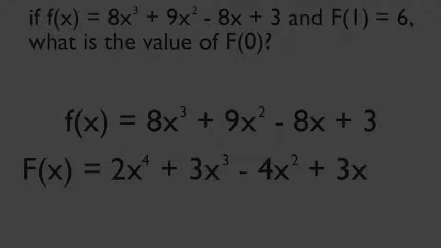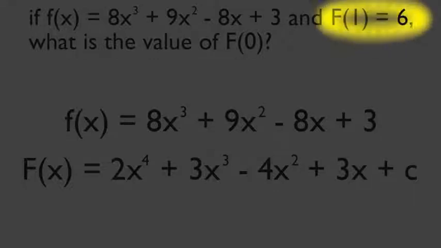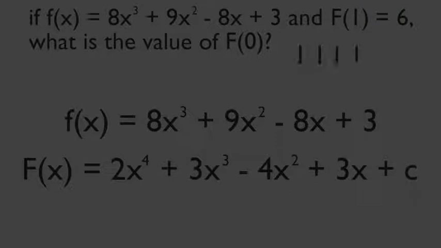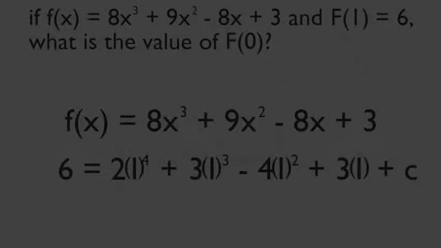Now because we're finding the antiderivative, we do have to add the plus c at the end because, again, we're making a family of equations. We can find what the value of c is for this equation because we have a boundary condition. We know that when x equals 1, capital F of 1 equals 6. So we can plug a 1 in for all our x's and a 6 in for our capital F of x. And now we can solve for our c.